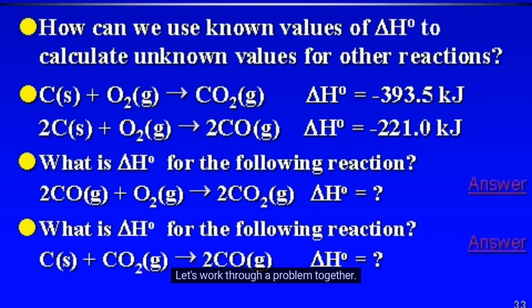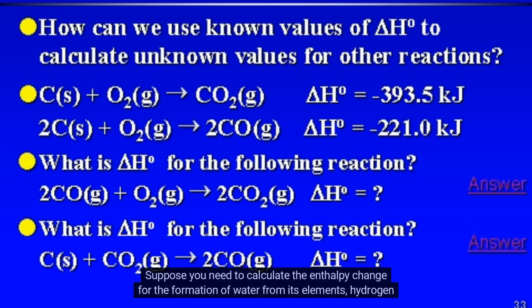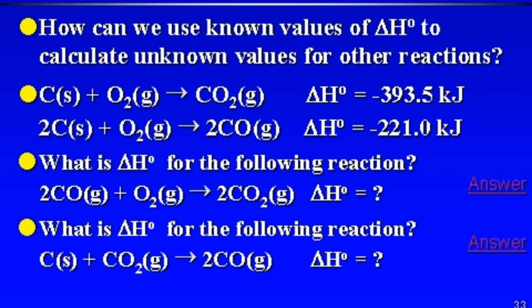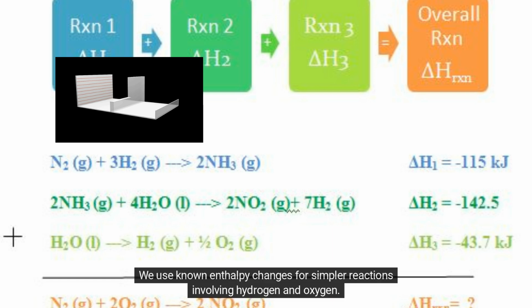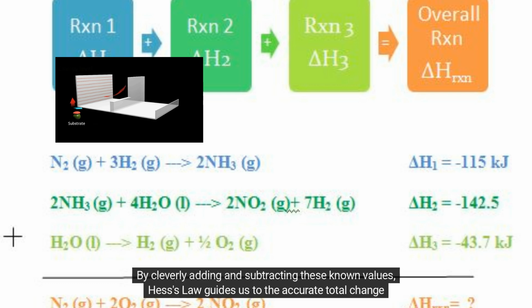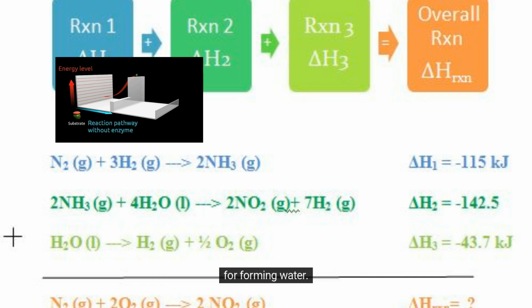Let's work through a problem together. Suppose you need to calculate the enthalpy change for the formation of water from its elements hydrogen and oxygen. We use known enthalpy changes for simpler reactions involving hydrogen and oxygen. By cleverly adding and subtracting these known values, Hess's law guides us to the accurate total change for forming water.